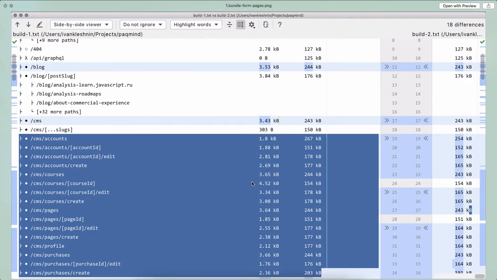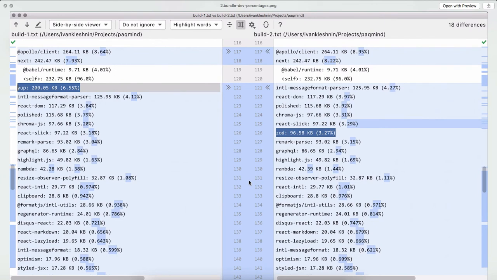Now let's compare build numbers. These numbers were taken from my Next.js build of one of my projects. As you can see from these statistics, some pages which had forms on them got significantly smaller. 267 became 254, for example, or 178 became 165 kilobytes. I believe it's a significant cut. These exact numbers correspond to the production build, minified, tree-shaken, but not gzipped.